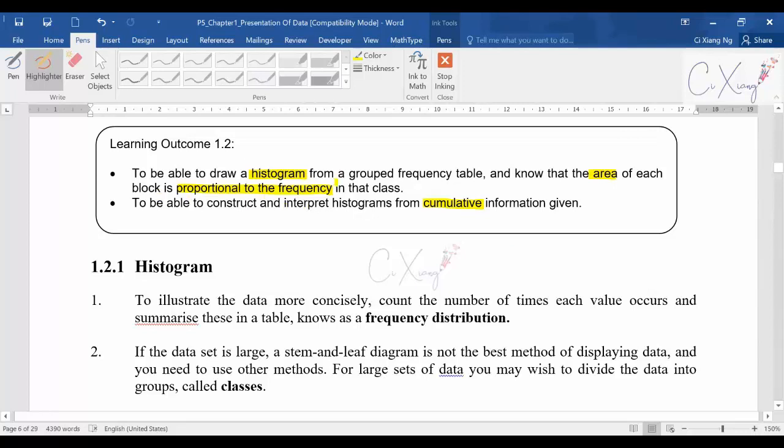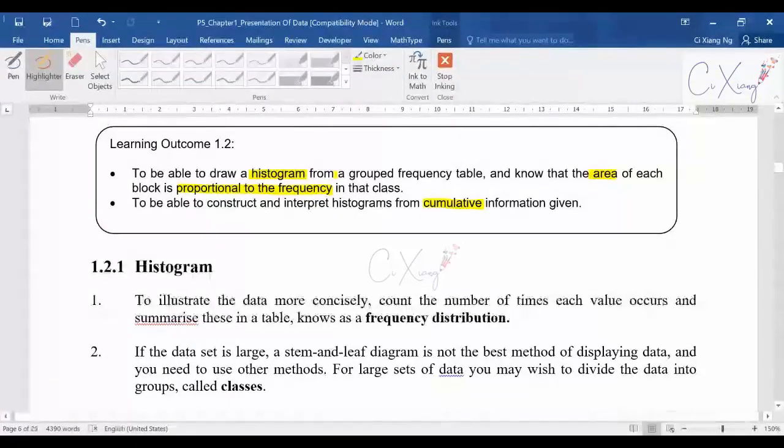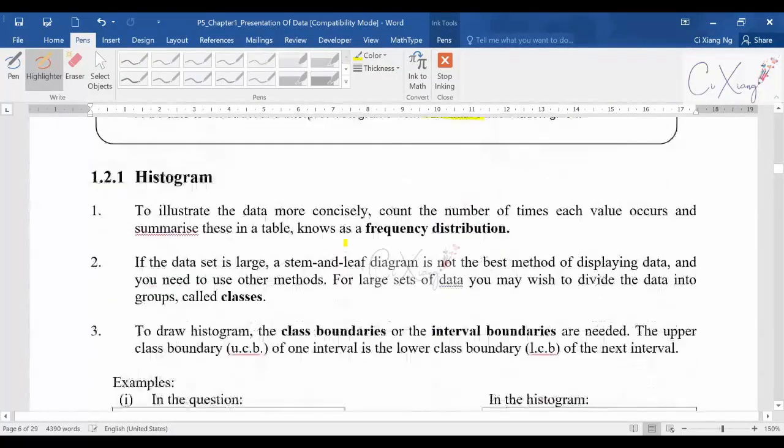So for today, we are going to focus on only the first part, the first learning outcome in 1.2, and the second learning outcome we are going to learn after we learn cumulative information. All right, so let us start with the basic important terms about the histogram first.